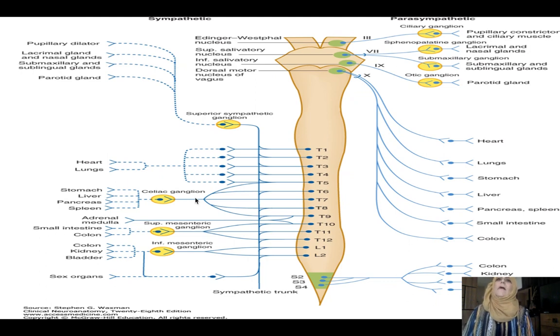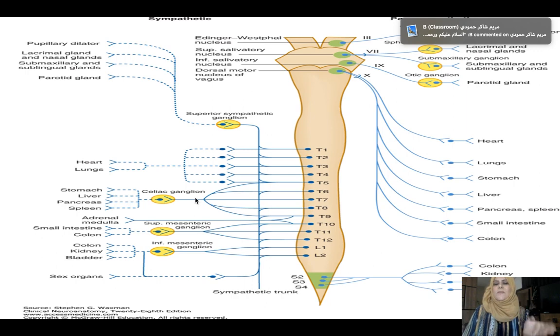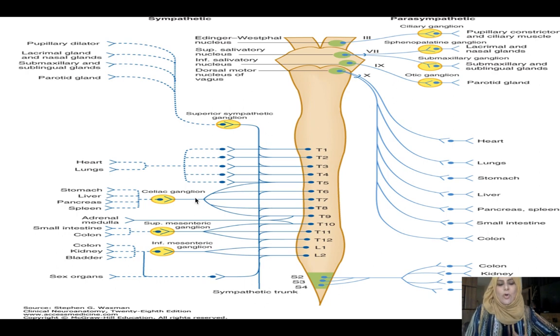Let me go back to the autonomic nervous system. I said I have two parts, the sympathetic and the parasympathetic. If we talk about the sympathetic at the beginning, we say, where does it originate from? It is a thoracolumbar outflow, okay? It arises from the thoracic and from the lumbar segments, mainly from T1 to L2, and some textbooks say to L3, so from T1 to L2 or L3. This is called the thoracolumbar outflow.